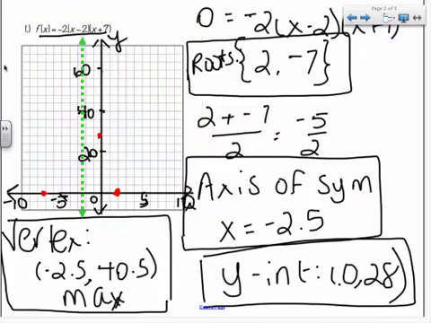So lastly, I just need to graph out the vertex right here. And again, I know it's a maximum, so I'll go ahead and graph it out. It's at negative 2.5 and then 40.5. So I'm just going to go slightly above the 40 mark right here. I'm going to put a dot right there. And then every graph is symmetrical.